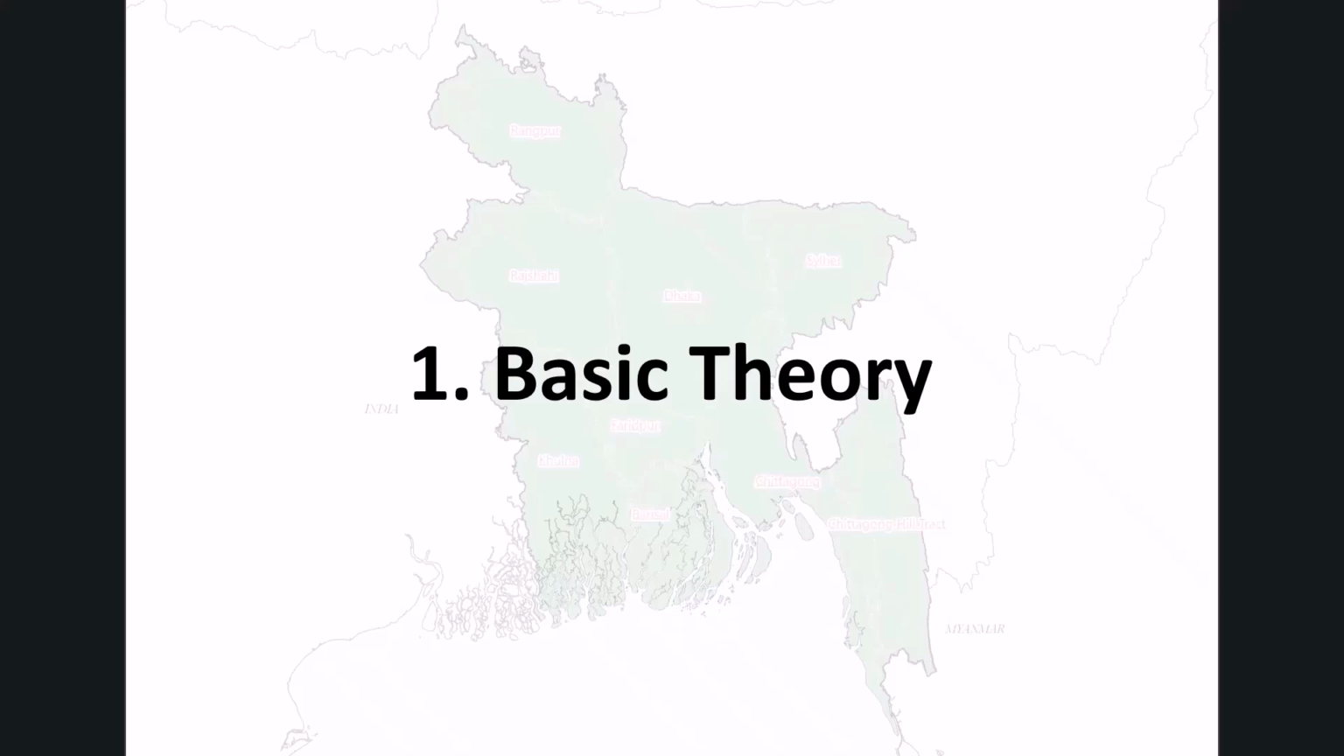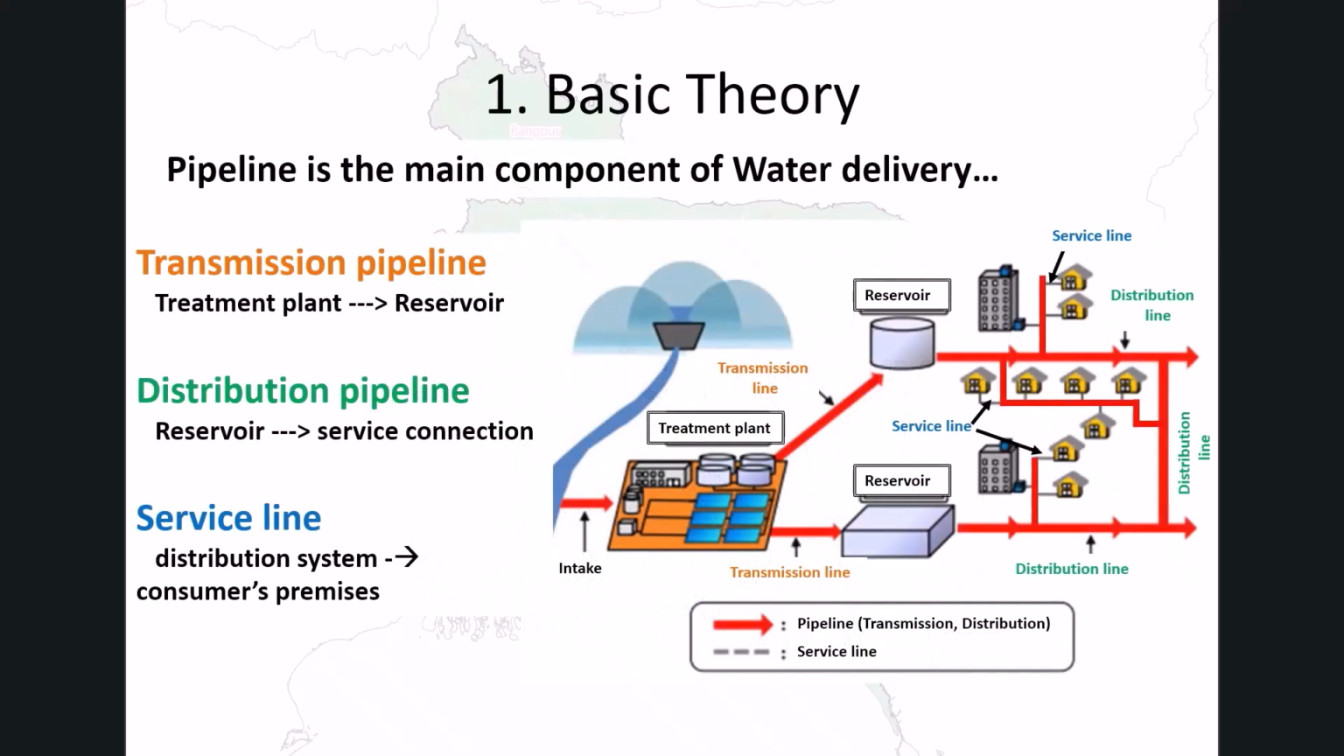Let's begin the basic theory. Water supply pipelines downstream of the water treatment plant are broadly classified into 3 types: transmission lines, distribution lines, and service lines. Pipelines running from the water treatment plant to service reservoirs are called transmission lines. Those from the service reservoirs to the distribution network are called distribution lines, and pipelines that connect the distribution network to individual consumers' taps are called service lines.